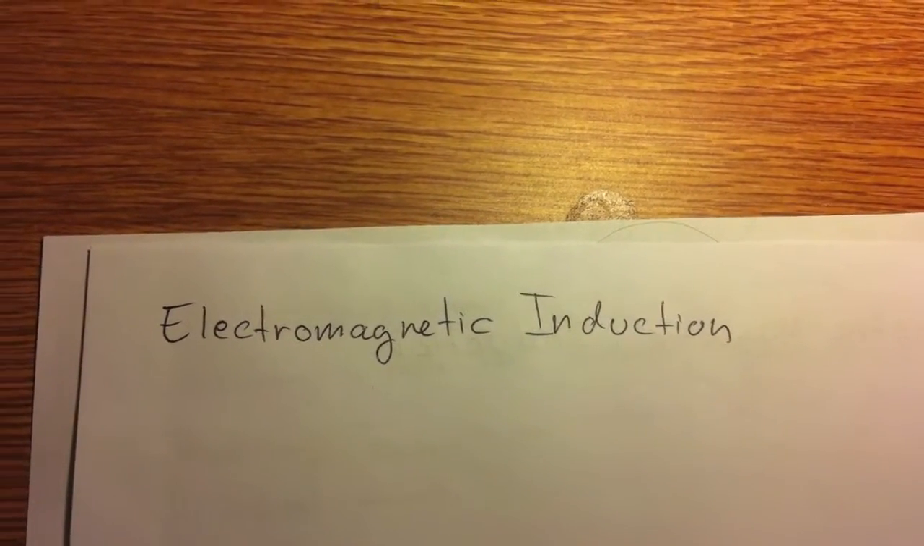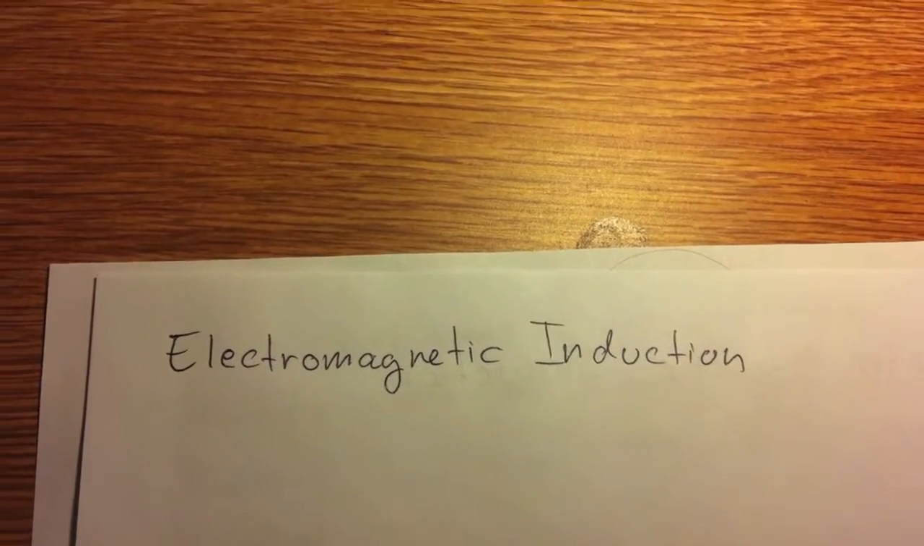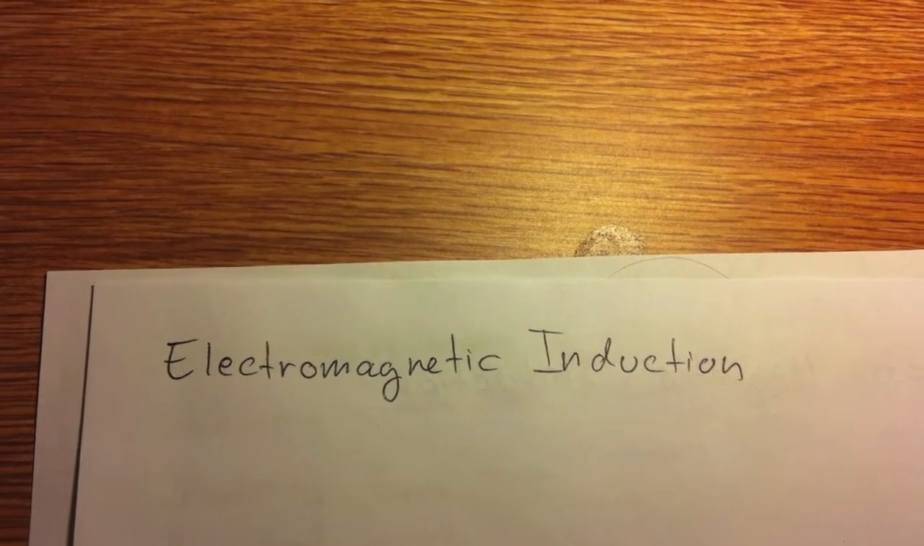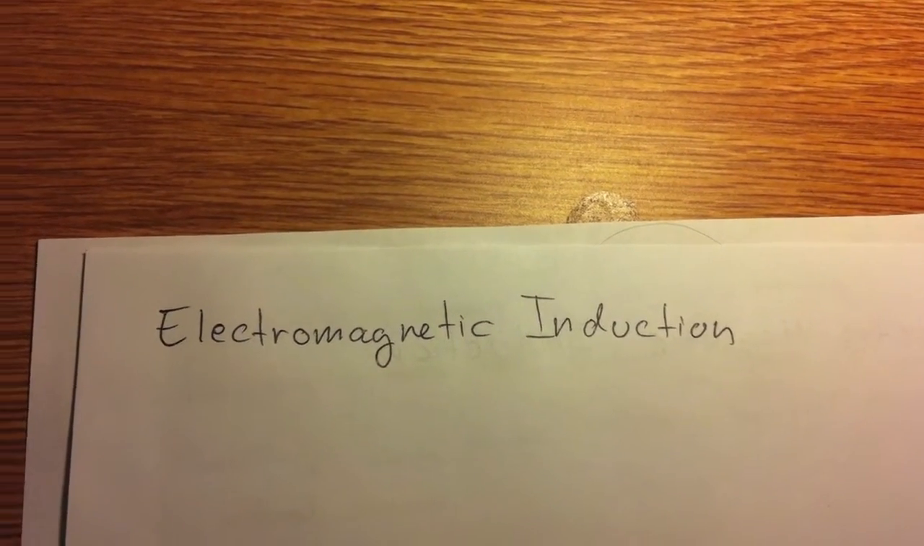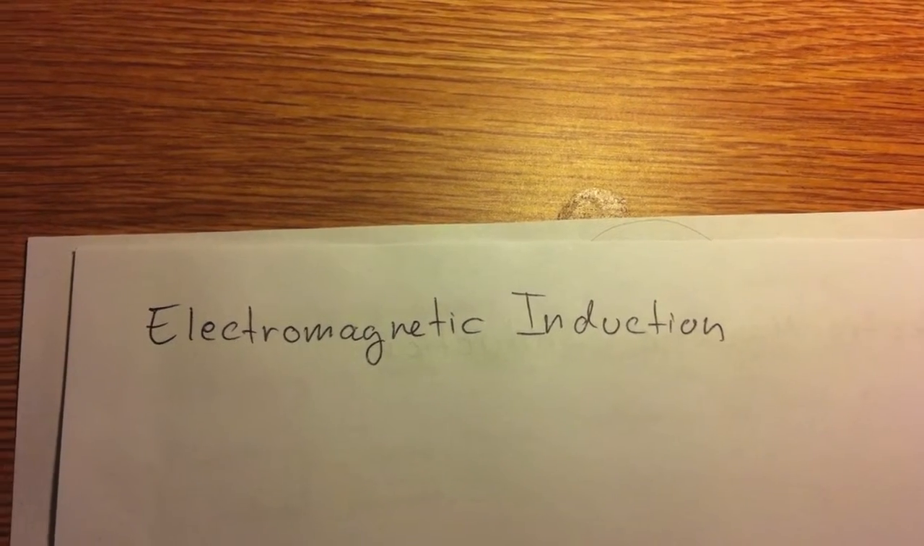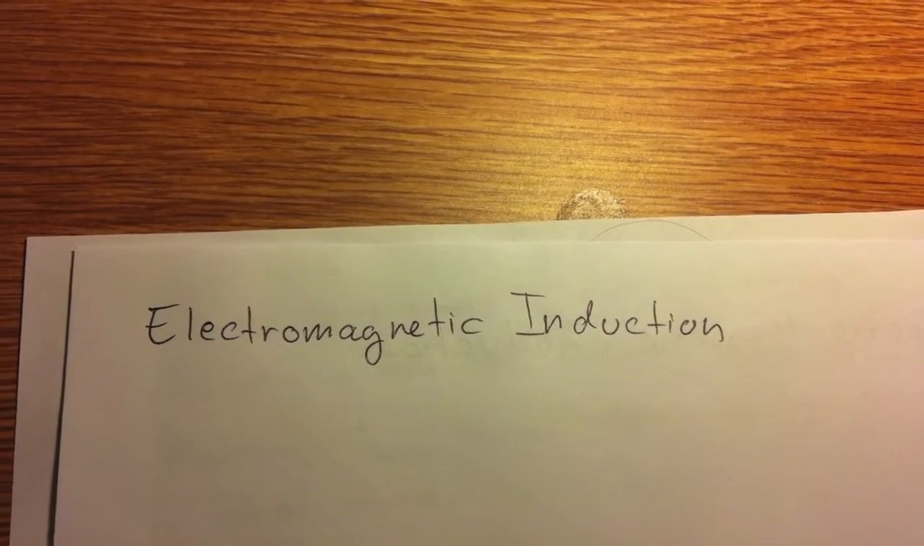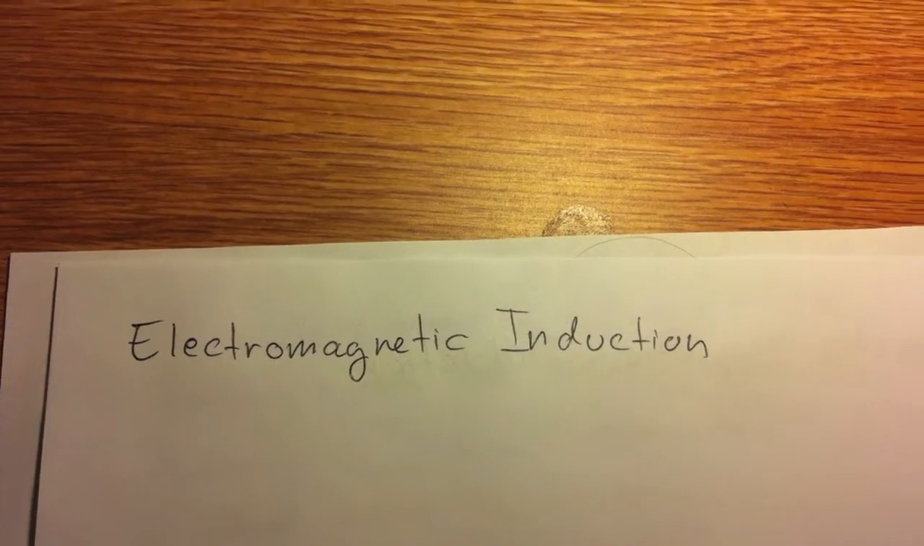Electromagnetic induction. This describes the phenomenon that charges moving in a magnetic field create an electric field. This idea was discovered by Michael Faraday in 1831. One of his experiments showed that changing the magnetic field induces a current.